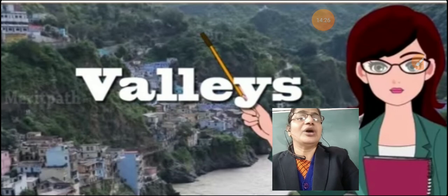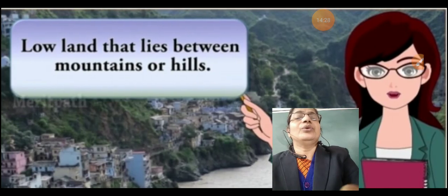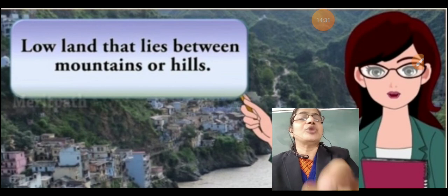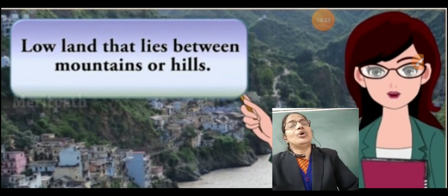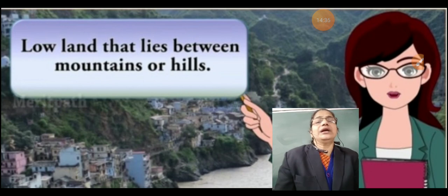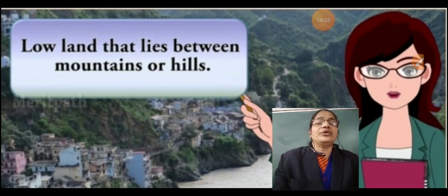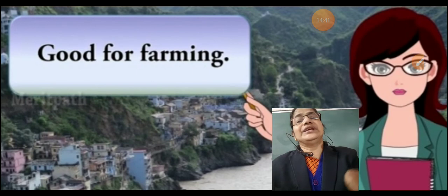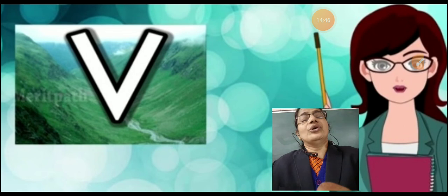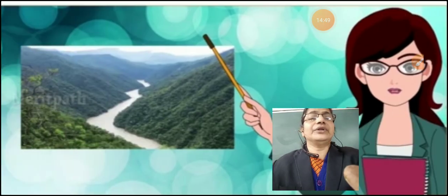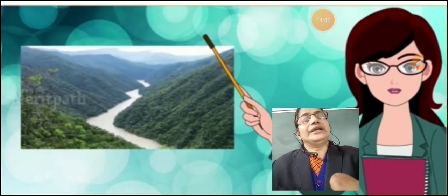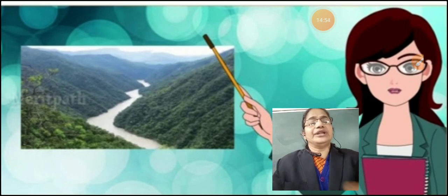Now valleys. Valleys are lowland that lies between mountains or hills. You can see here, good for farming. It is V shaped. You can see here also, the valleys between two lowland areas.